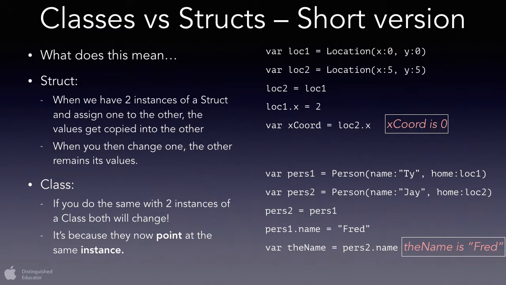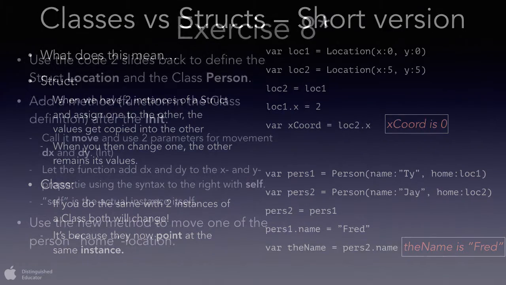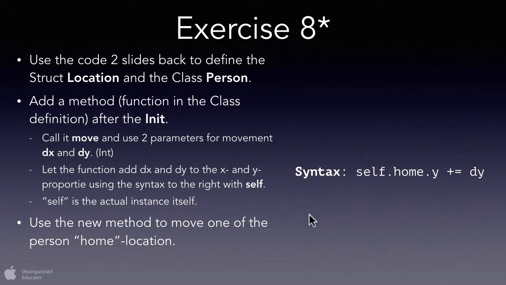Okay, this is a bit difficult, might be, but let's look at some kind of exercise here. The basic idea is to use the code 2 slides back, where I defined the struct location and the class person, and then add a method, a function, in the class definition after the init. So this is a method. You should call the method move, and use two parameters for movement, dx and dy, both integers. And then let the function add dx and dy to the x and y property using the syntax to the right with self. You might remember from the last example.